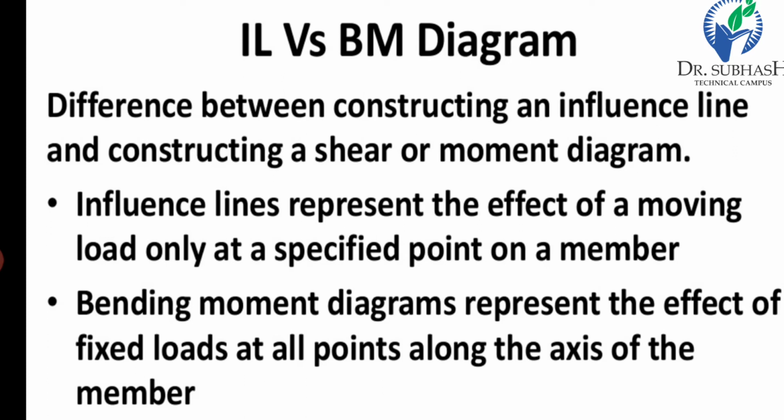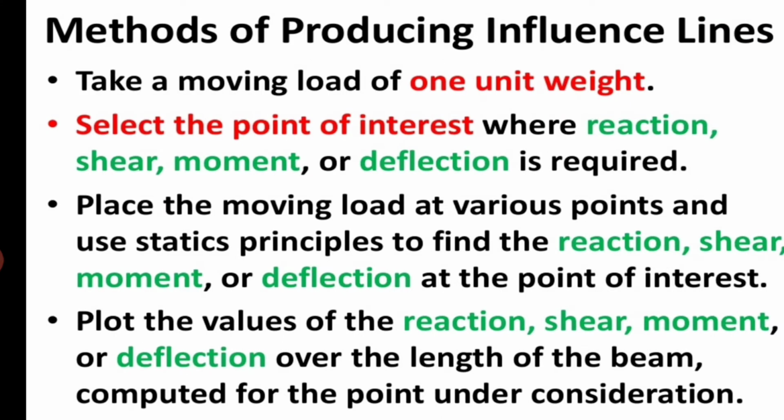Now what is the difference between the influence line and the bending moment diagram? The difference is between constructing the influence line and constructing the shear or bending moment diagram. The influence line represents the effect of a moving load only at a specified point on a member, while the bending moment diagram represents the effect of a fixed load at a point along the axis of the member. So it does not cover the effect of moving load. Only the influence line covers the effect of moving load. So this is the basic difference between the influence line diagram and our routine bending moment diagram, which will be covered in Structure Analysis 1.